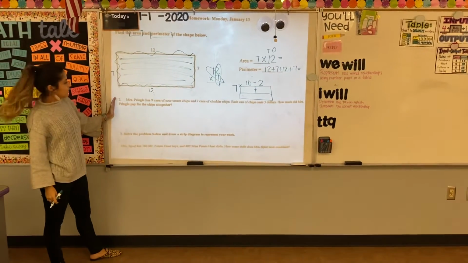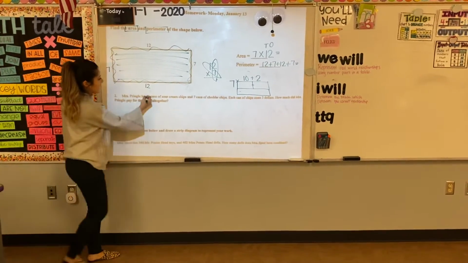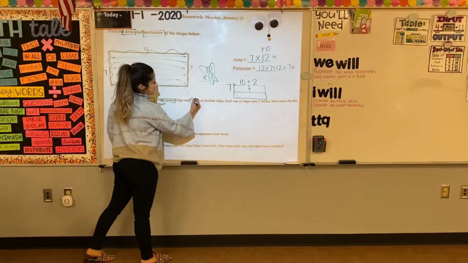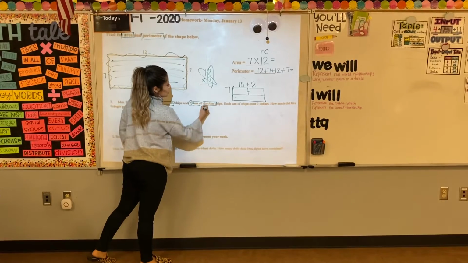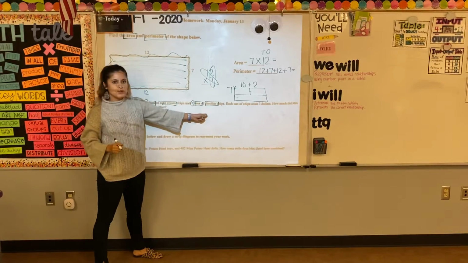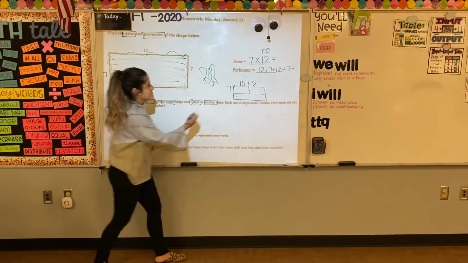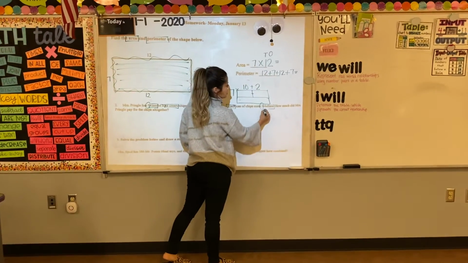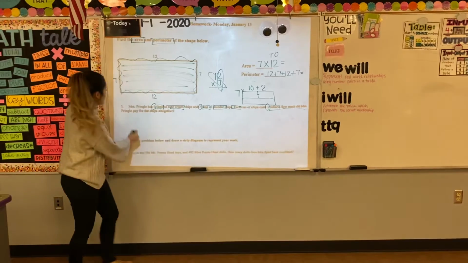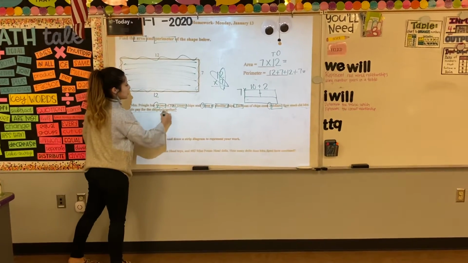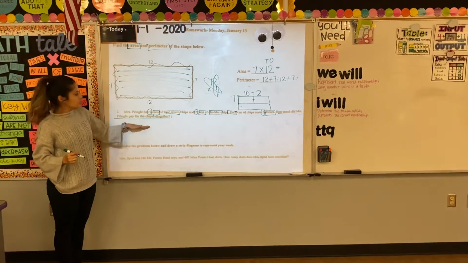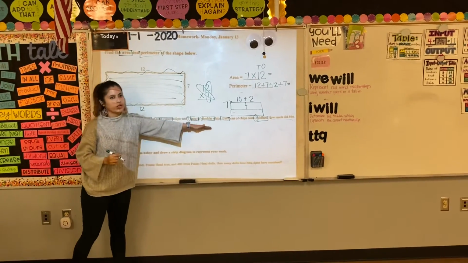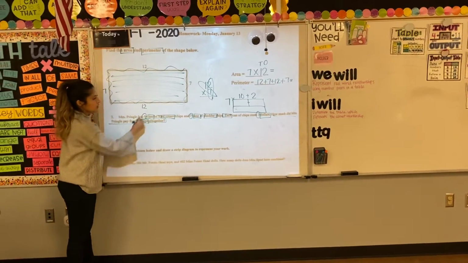Number 2, we have a word problem. Mrs. Pringle has 9 cans of sour cream chips and 7 cans of cheddar chips. So 2 different types of chips, but still chips. Each can, every single can, costs $3. How much did she pay for the chips altogether? Now in the question, it's not asking just about sour cream or just about cheddar. It cares about all of the chips altogether.